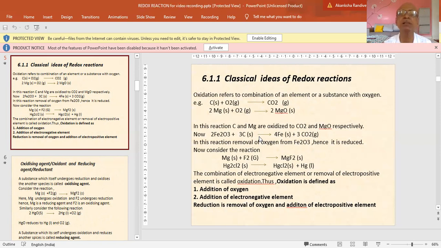This can be explained with the help of some examples. For example, carbon in a solid state, when it reacts with oxygen, gives carbon dioxide in a gaseous state. So carbon combines with oxygen, producing carbon dioxide.